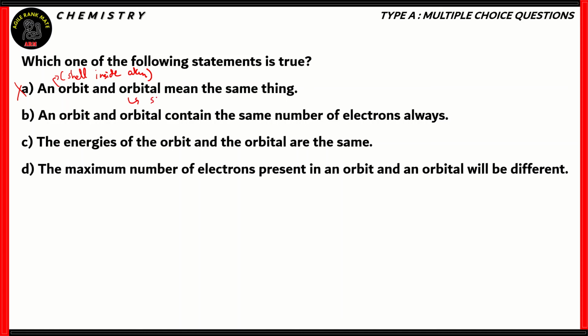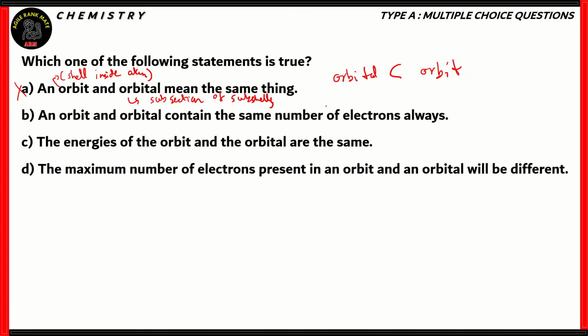is the subsection of the various subshells that we find in an orbit. So an orbital is smaller than an orbit. So therefore they do not mean the same thing.